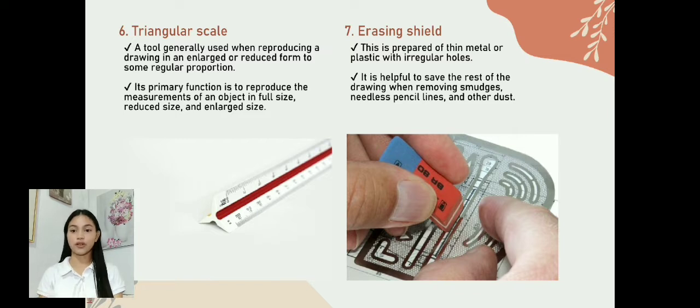Next is the erasing shield. This is prepared of thin metal or plastic with irregular holes. It helps to save the rest of the drawing when removing smudges, needless pencil lines, and other dust.